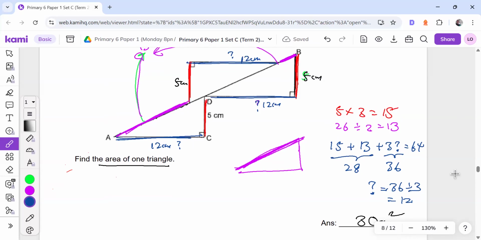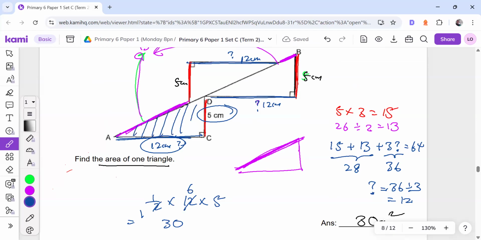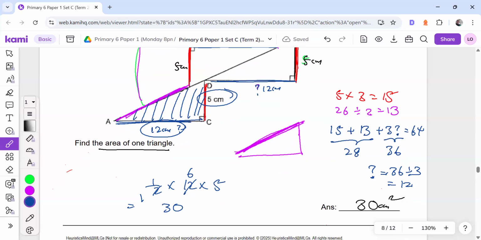If the base is 12 cm, can you find the area of the triangle? Half times base times height, so half times 12 times 5. 12 divided by 2 is 6, times 5 is 30. So the area of a triangle is 30 centimeters square. Clear? Understand, Aubrey? So how to do this kind of question? Use colors, and then put numbers on the diagram. Definitely, you must put numbers. If your picture is so clean, Mr. Ong doesn't expect you to be able to solve it if you don't have anything on the picture.